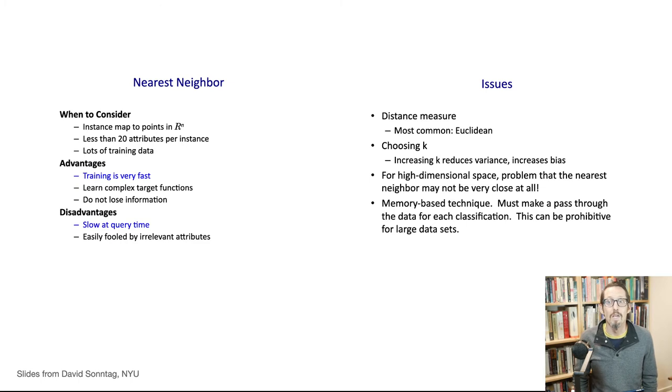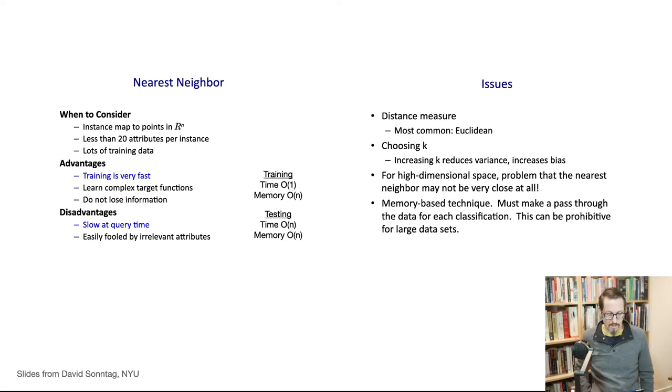All right? It has super fast training, because guess what? What is training? It's writing the data set into memory. That's all. Writing the training set into memory, that is training. Okay? That means that the big O notation on training is order one, or the memory, sadly, is order N, however many data points you have in the training set.